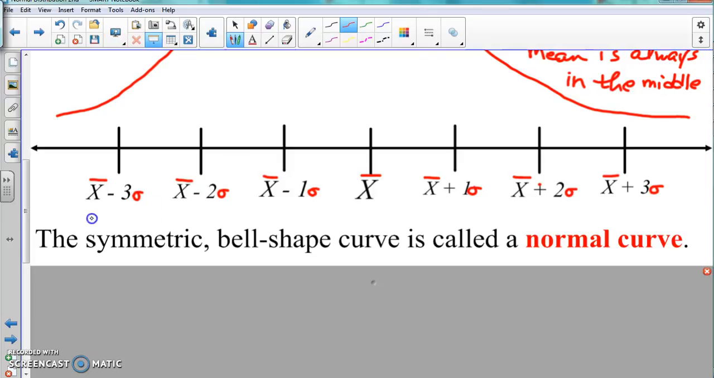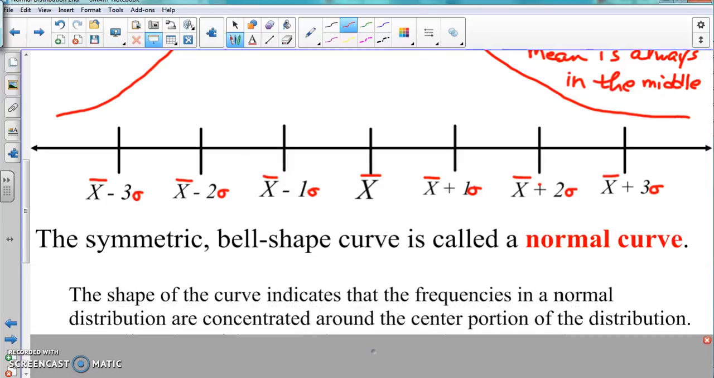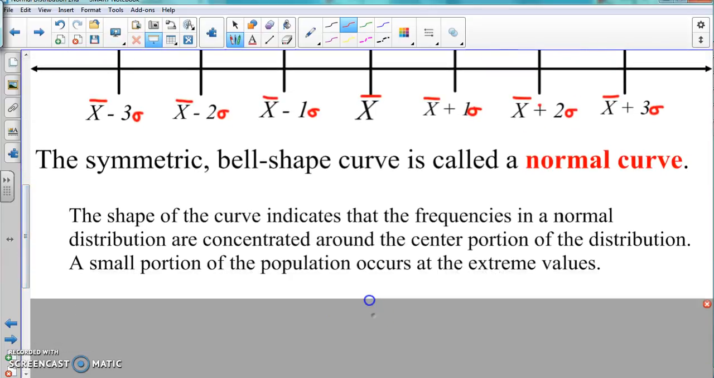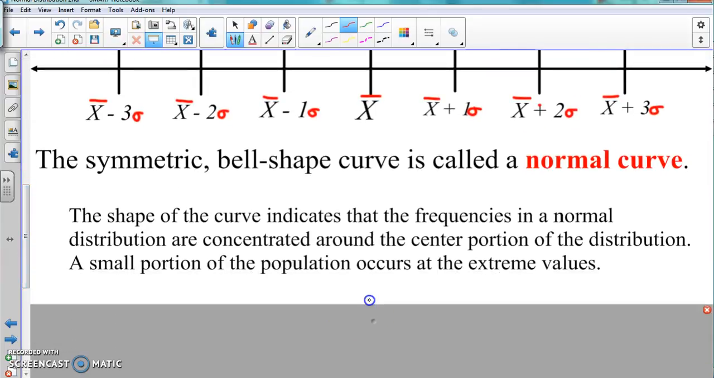It's normal. So whenever they start talking about normal distribution and normal curves on the final exam, that's what they're talking about. This curve here, this shape. And the shape of the curve indicates that the frequencies in a normal distribution are concentrated around the center portion of the distribution. A small portion of the population occurs in extreme values.